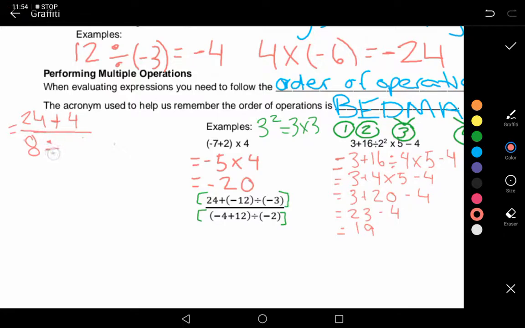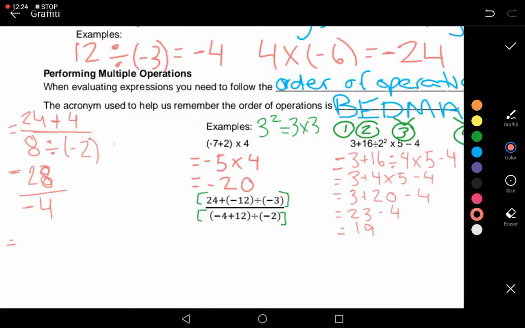Divided by negative 2. Okay, now again, we're working just with the numerator, just with the denominator. So on the top, we don't have any division or multiplication, so we can move to addition and subtraction. 24 plus 4 is 28. 8 divided by negative 2 is negative 4.